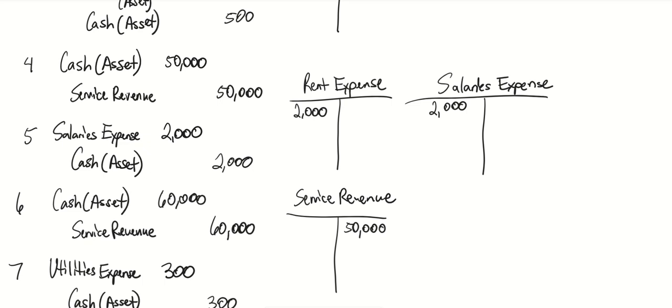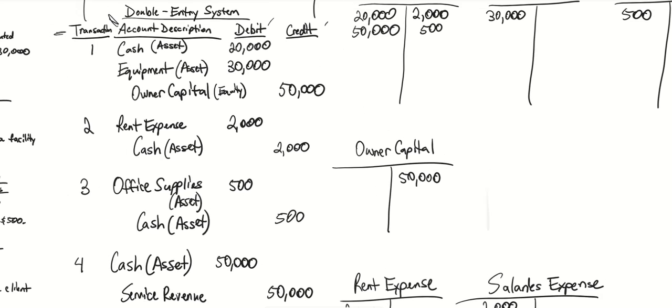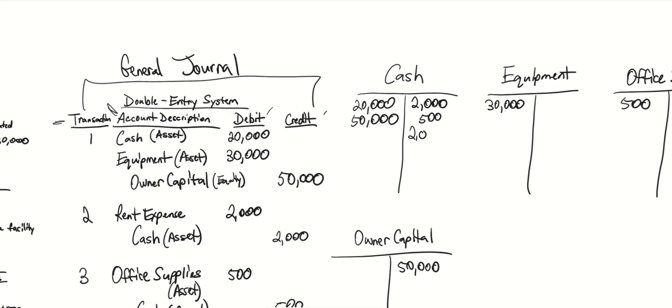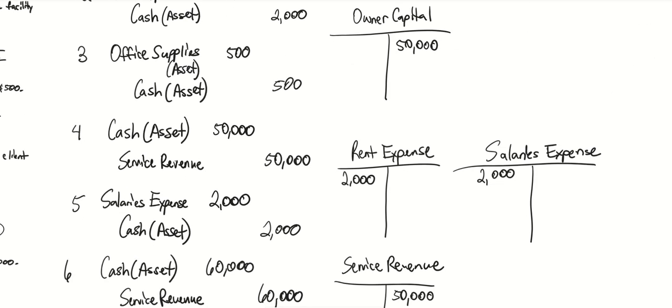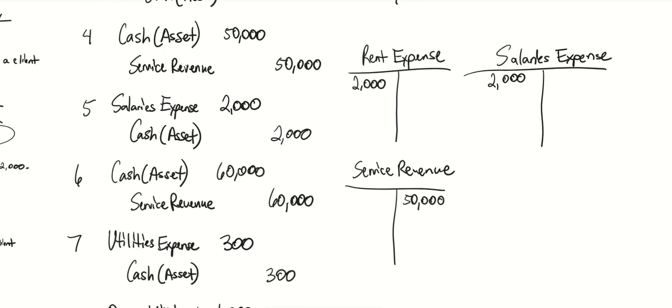Okay, so 2,000, that's a debit. Okay, cash, a credit of 2,000, that's going to go on the right side of cash. All right. So that's transaction 5.